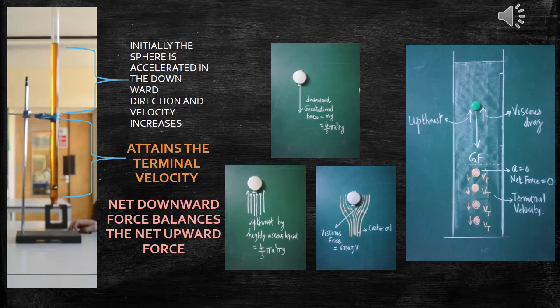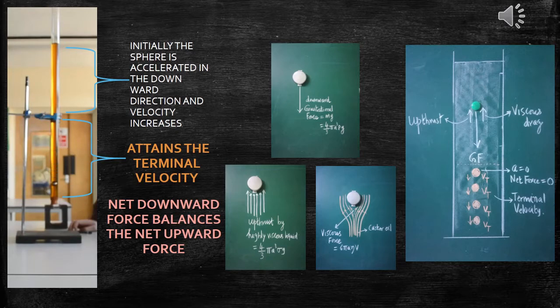Are you clear? When the velocity increases, the upthrust also starts increasing. After attaining a particular stage, the body will attain a constant velocity. That constant velocity is called terminal velocity.